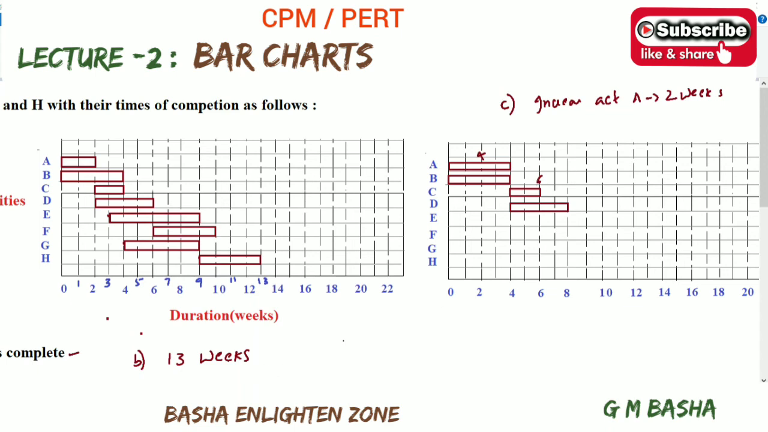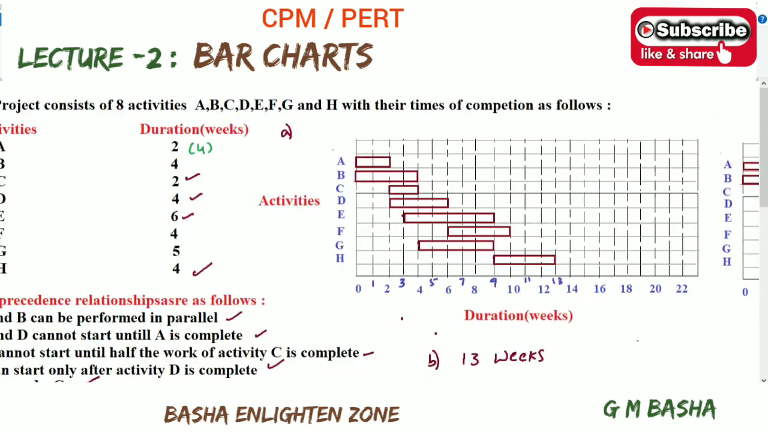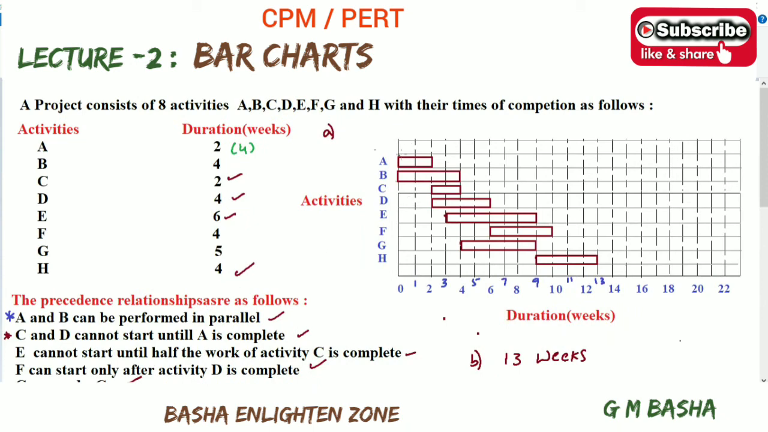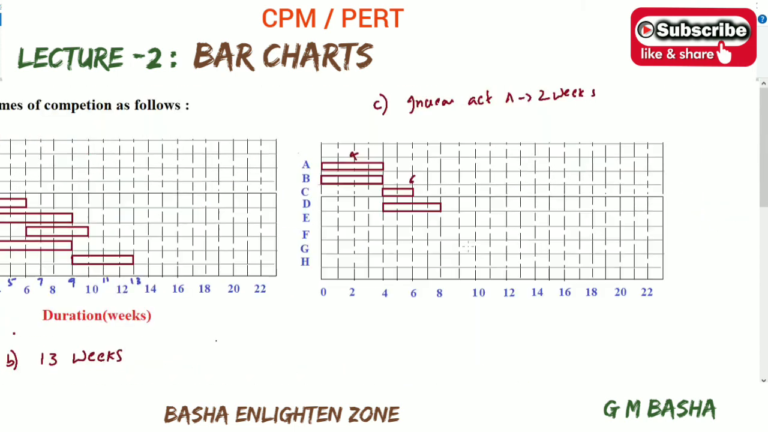So you have to follow the same steps and the same procedure. Just increase activity A by 2 weeks, and follow each and every step we followed while solving the previous graph, in the same way, to complete all the relationships for this graph. Then automatically the duration of the project will be increased.